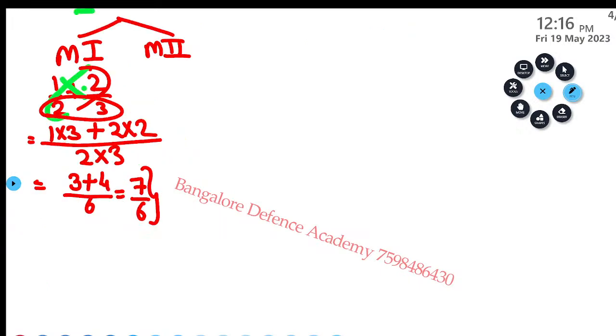This is the answer. So let us try to understand the second method here, that is the LCM method. Imagine this is 1 by 2 and 2 by 3.